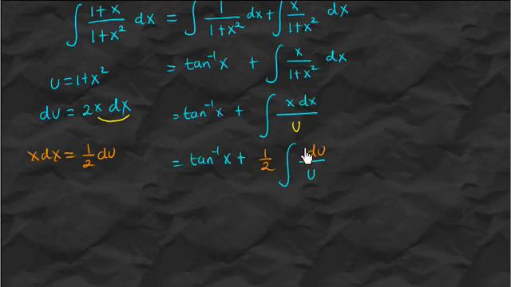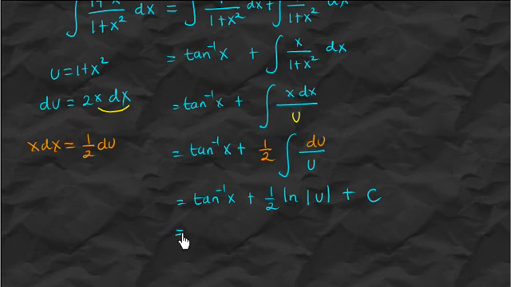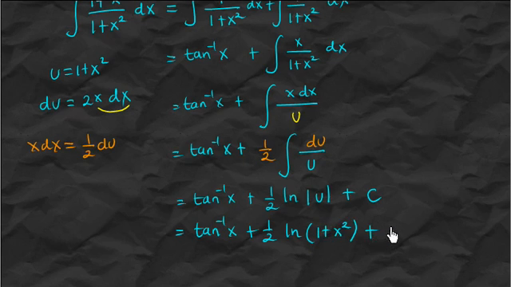So now this is the antiderivative of 1 over u, which is the natural log of the absolute value of u plus a constant. And as usual, we want the final answer completely in terms of x. So 1/2 natural log, and u is 1 plus x squared, which is always positive, so we don't need the absolute value notation anymore: 1 plus x squared, plus a constant.